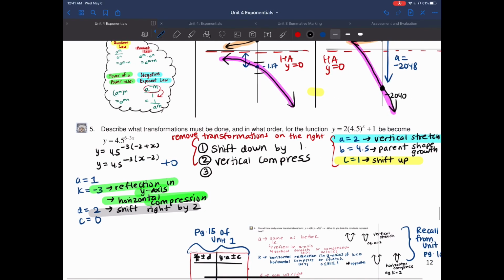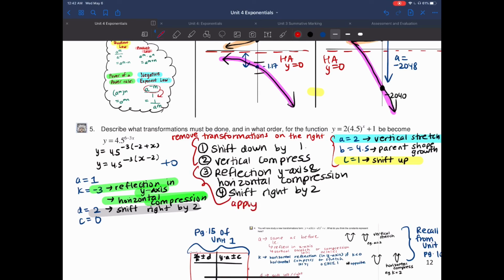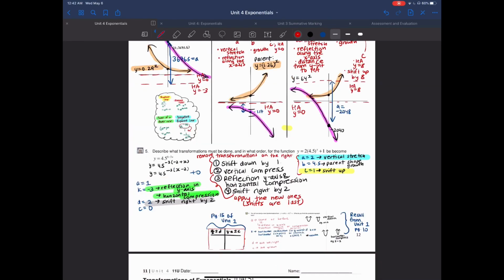Step 3, well, I need to now apply some of these transformations, and I'm going to do it BEDMAS forward, because it's like you're solving it and applying it, so you go left to right, BEDMAS forward. And so that means I'm going to do a reflection along the y-axis and apply the horizontal compression. I just want to do my shift right by 2 as is. I'm applying the new ones, and my shifts are last because I'm doing BEDMAS forward, meaning doing the multiplication and division first, and then I'm doing addition and subtraction. So shifts are last. That concludes how you do question 5.